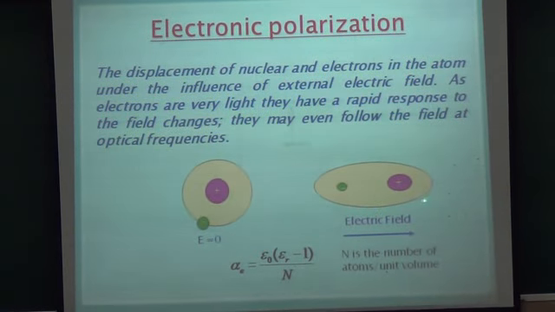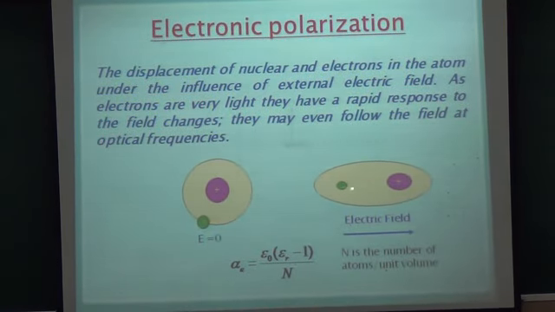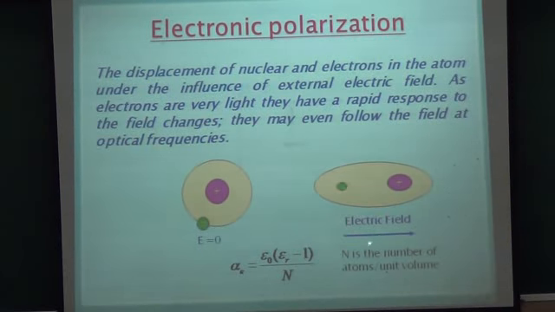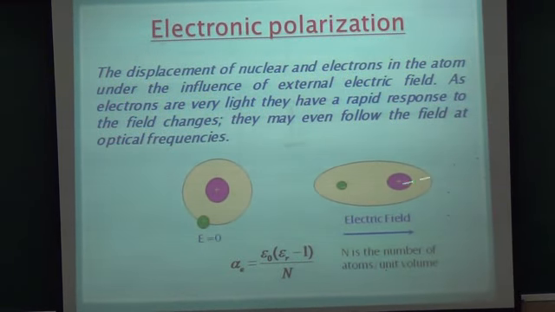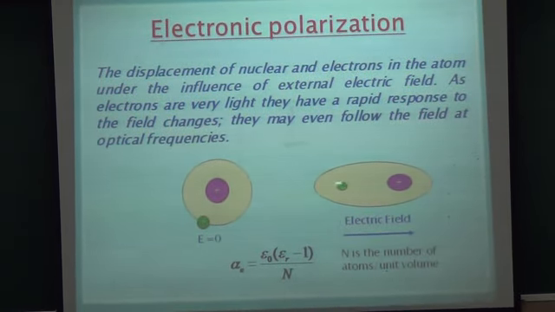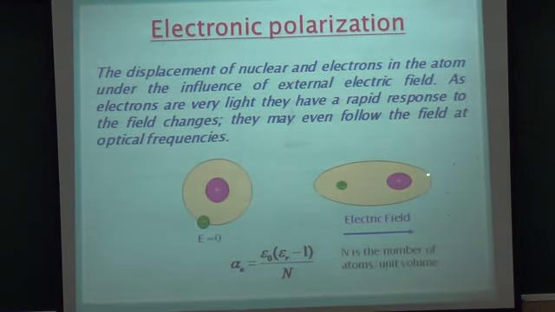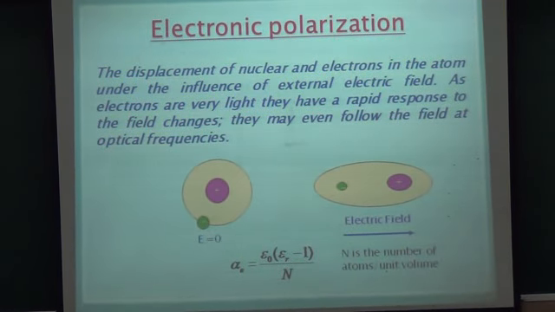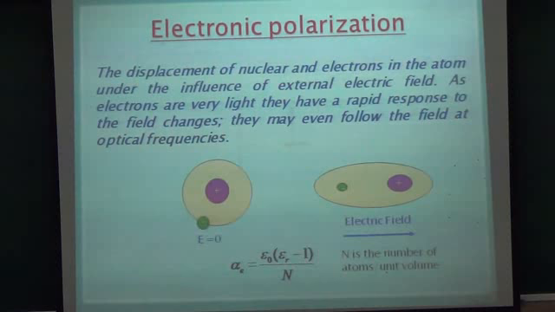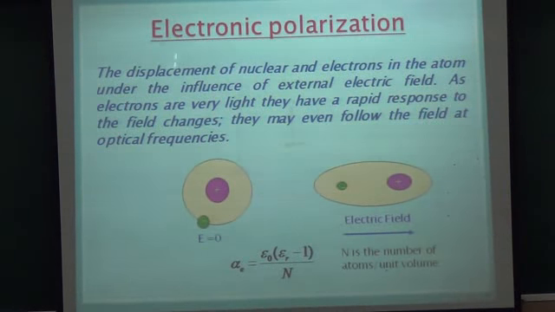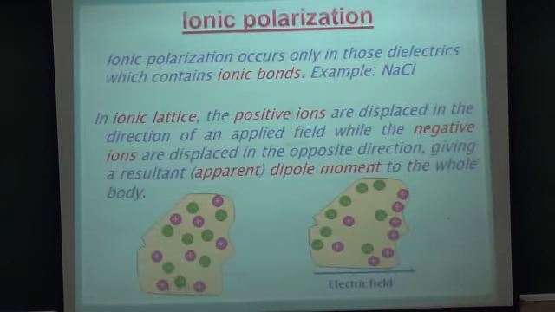And when I apply the field, the negative goes towards the positive plate. So it is the electron cloud which gets displaced. And now you can see a positive and a negative charge which are at a very small distance, they form a dipole. So they will have dipole moment. So we will derive this equation also.